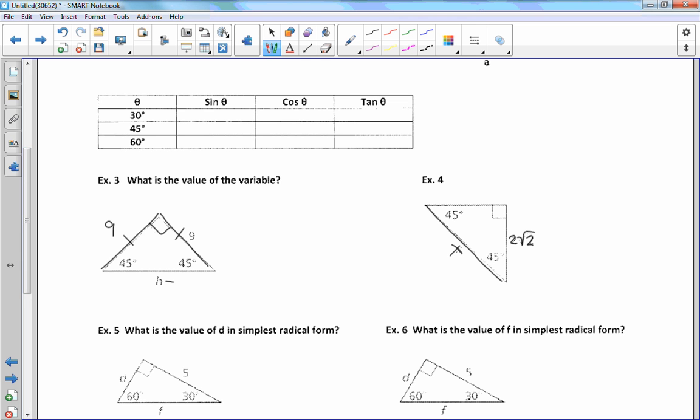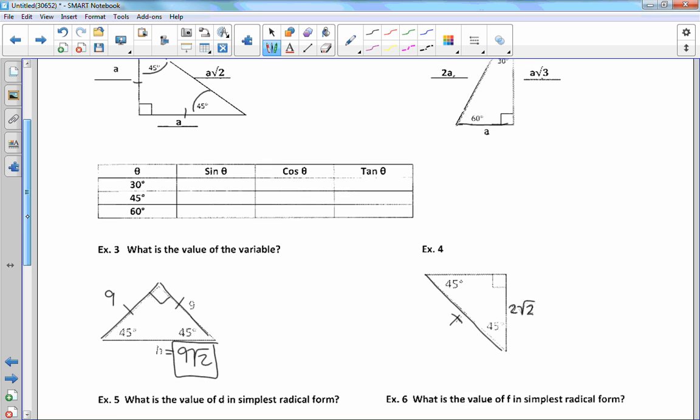So if you can memorize these special triangles, then it's easy, but when I work it out, I usually have to revert to SOHCAHTOA because I can't memorize those. Okay, here's another one.